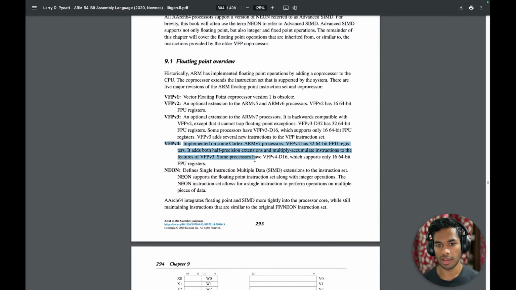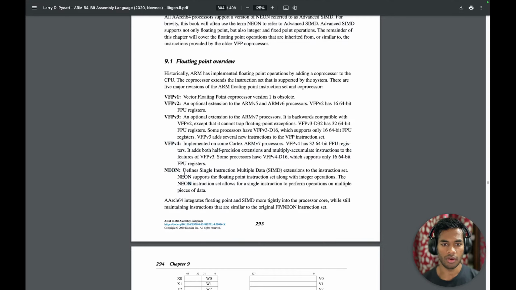Some processors have VFP version 4 D16, which supports only 16 64-bit FPU registers. Okay, I do not understand what this part means. What is Cortex on some Cortex?